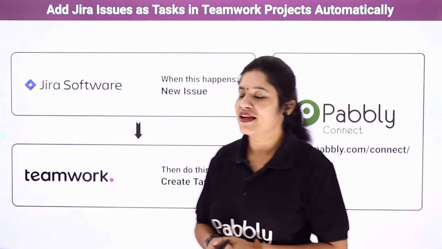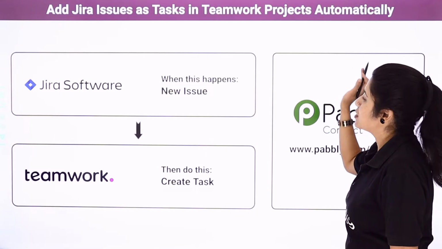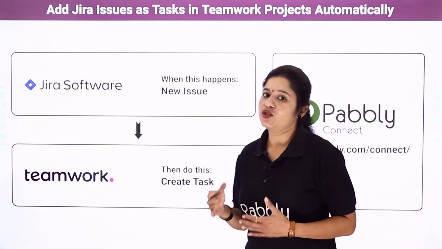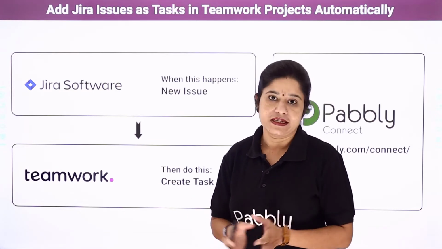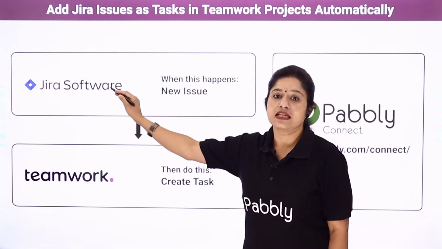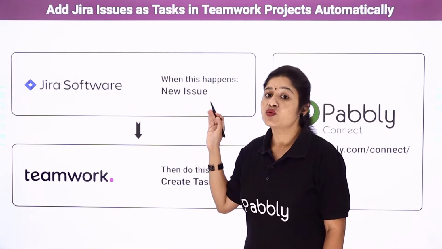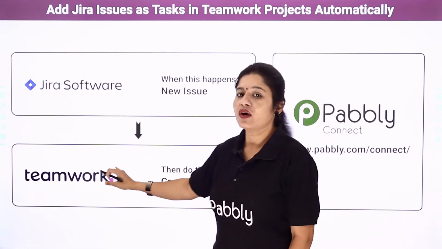In this video, we are going to learn how you can add Jira issues as tasks in Teamwork Projects automatically. So we are going to integrate two project management and collaboration tools automatically. The idea here is that whenever you create a new issue in your Jira software, automatically using the details of the issue, a new task should get created in your Teamwork account.